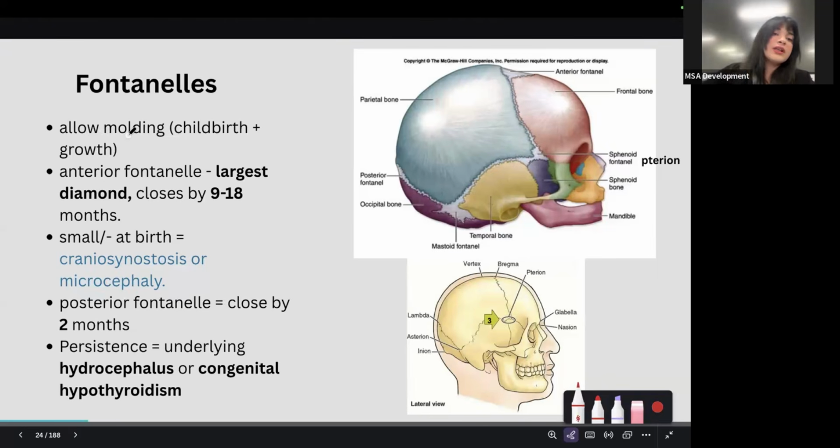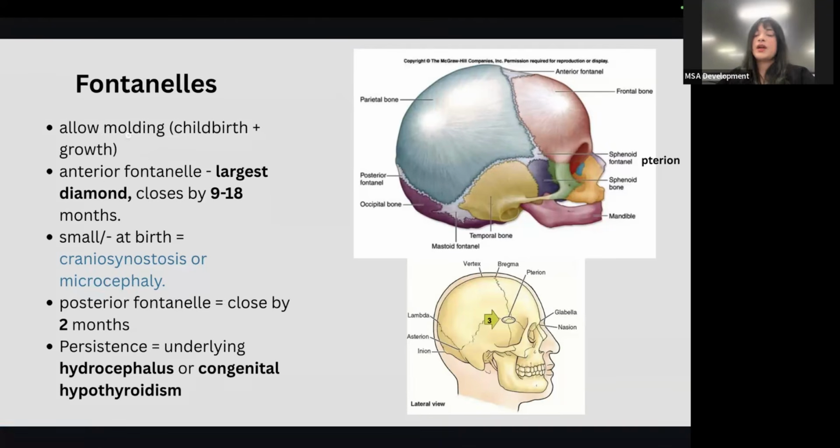So these allow molding during childbirth and growth. Okay, so this is like cartilage between the sutures before they close, and basically allows the bones to move around, I guess. So during childbirth so as not to hurt the mother, and during growth to allow proper growth of the skull. So the anterior fontanelle, this red part over here is the biggest one. Sorry, not this red part. This is the bone. This one over here, this is the fontanelle.